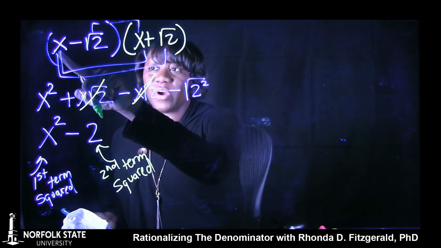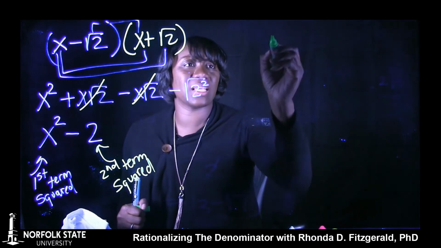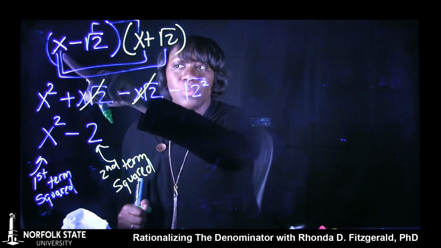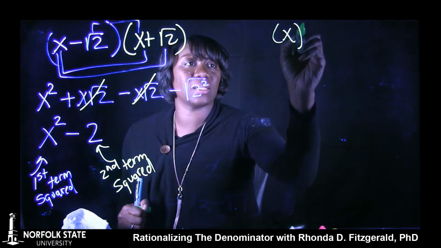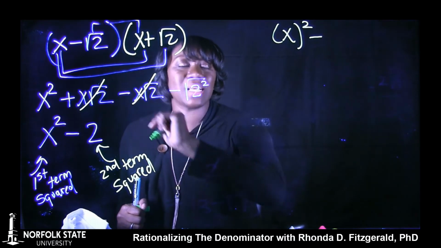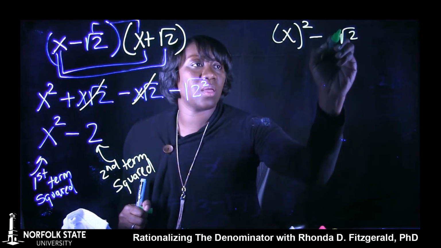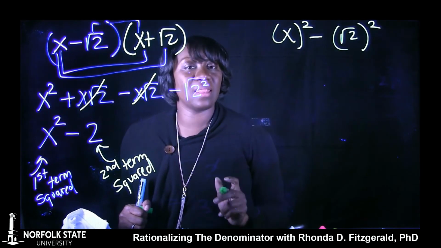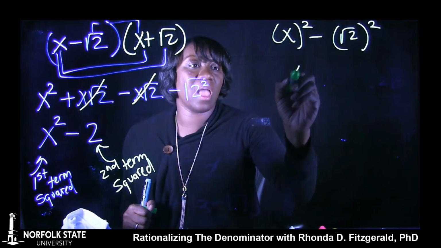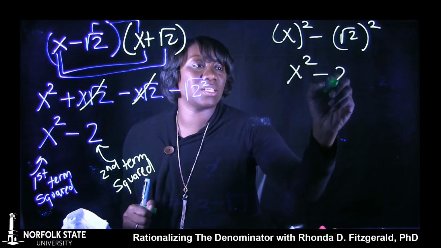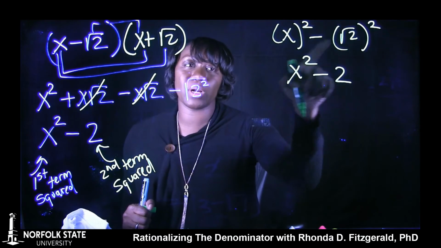So once again, it's the first term squared minus the second term squared. So what am I saying? Let's look at that once again. My first term is an x, so x, that quantity squared, minus my second term, which was the square root of 2. And we said it's just going to be that quantity squared. So if I look at that, that would give me x squared minus 2, which is exactly what we got right there. So this is a shortcut way.